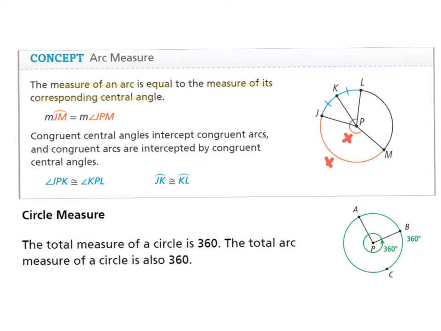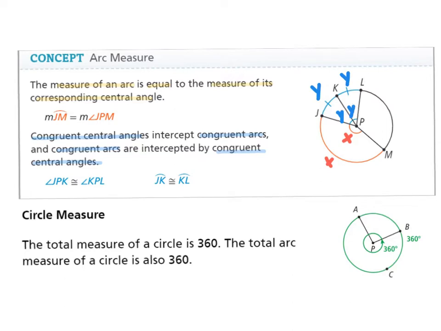It also tells us that congruent central angles intercept congruent arcs, and congruent arcs intercept congruent angles. So, meaning if these arcs are congruent, so they're both y, then these angles are congruent. So they are both y.